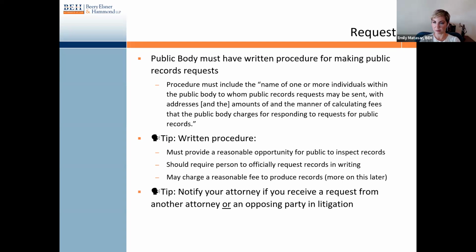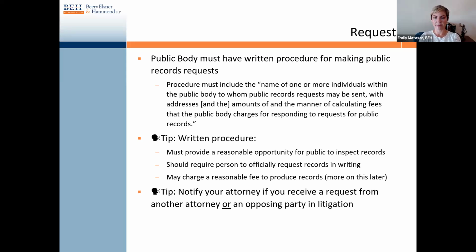If you don't have the procedure, you just have, for example, typically your city recorder handles all public records requests, but you don't have that procedure, then the timeline starts even if they email someone else making a public record request. So my advice is confirm that you have that written procedure. It's publicly available. It names the person who receives requests, their contact information, and then the manner of calculating fees.